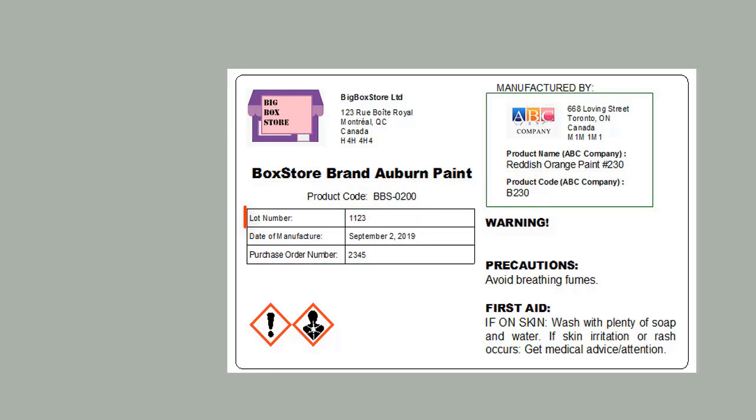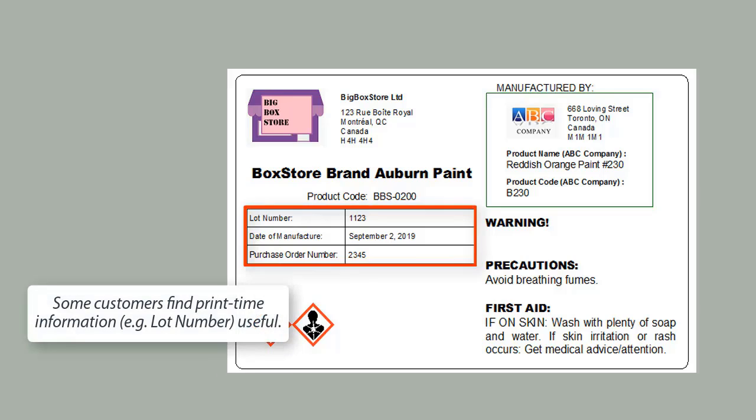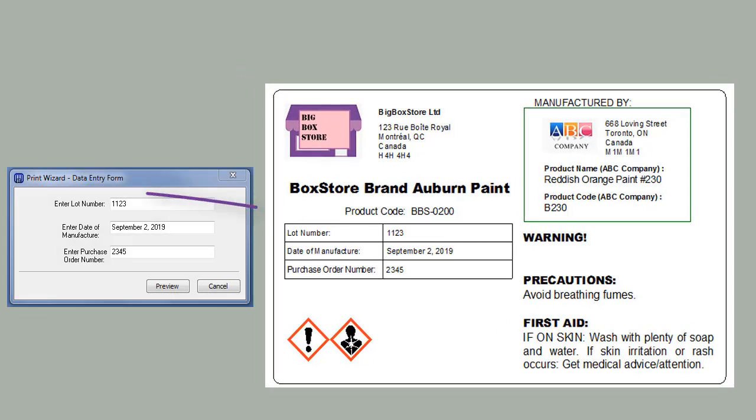This label also has some print time information the customer would find useful when they receive the product, such as lot number, date of manufacture, and the purchase order number. This information is, of course, entered using the print time data entry form that the label designer created when creating this format.